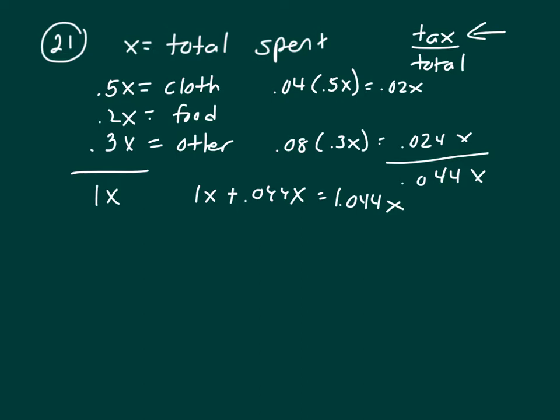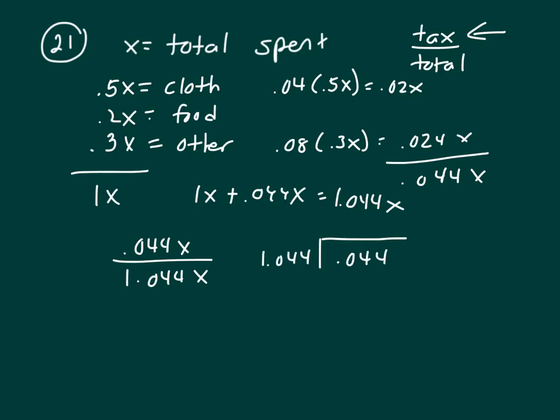So let's do tax over total. So that's going to be 0.044X over 1.044X. And let's set this up for long division. When you do long division, this is 0.044, and then this is 1.044. Of course, you move those decimal places over 3 places.